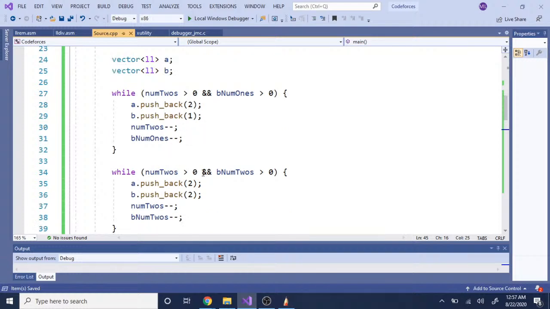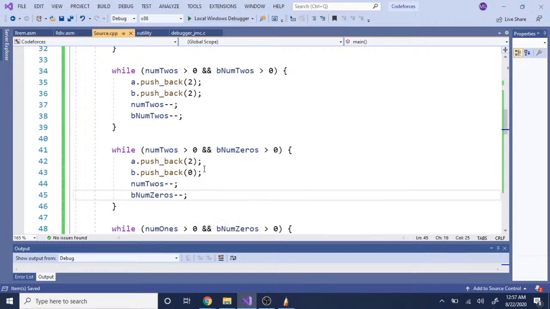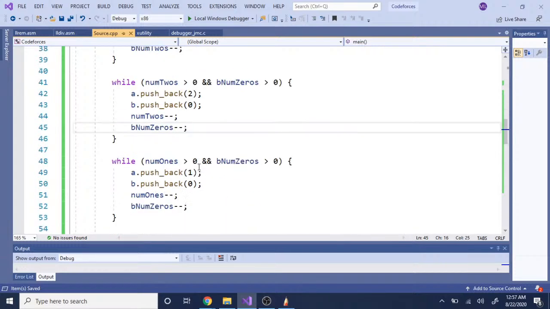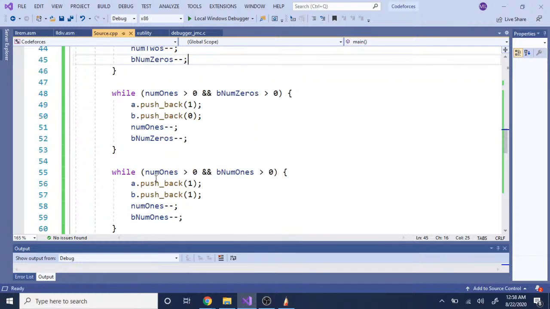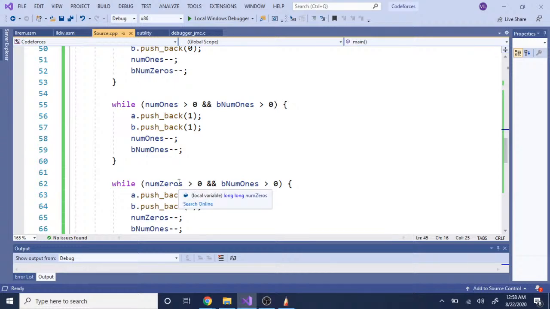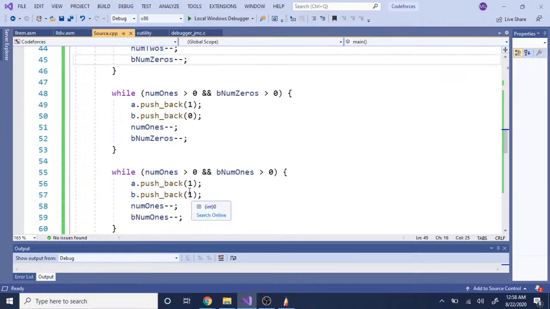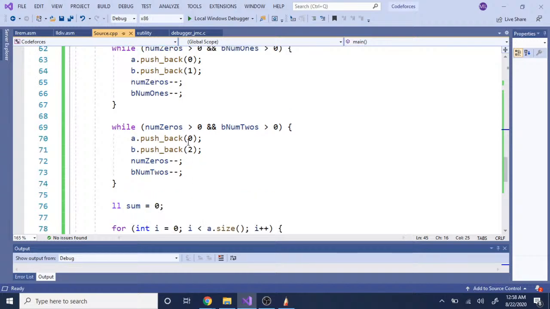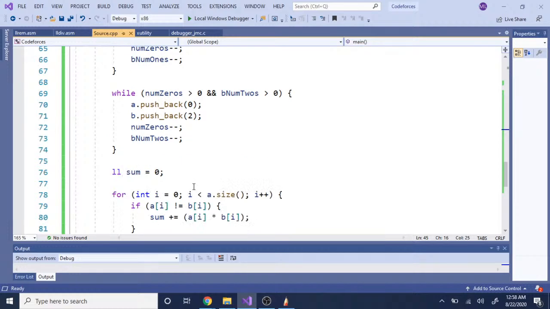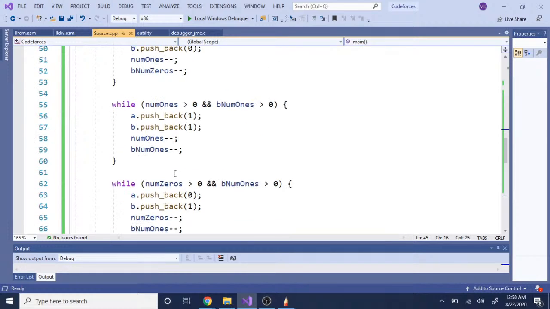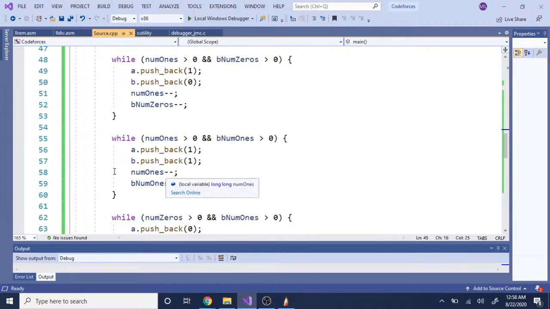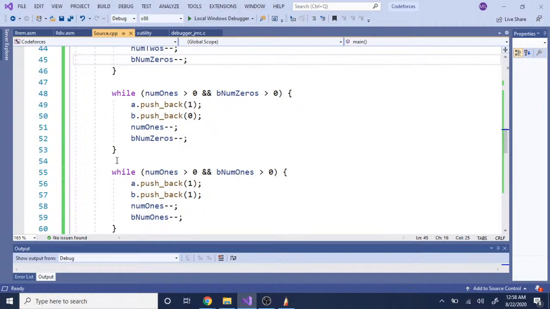Pair 2 with a 1, pair 2 with a 2, pair 2 with a 0. Now we have a 1. We're going to pair 1 with a 0. We'll pair 1 with a 1. 0 with a 1. Did I already pair 0 with a 1? Okay, so yeah. Pair 0 with a 1, pair 0 with a 2. Okay, so there are cases where you could have pair 1 with a 2. So we still need to pair 1 with a 2. So there are still cases where you have to pair 1 with a 2.